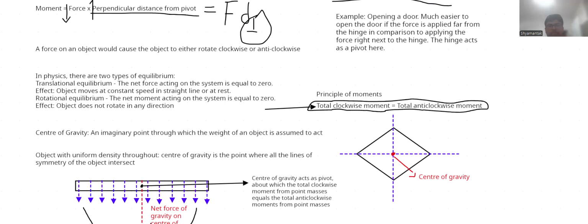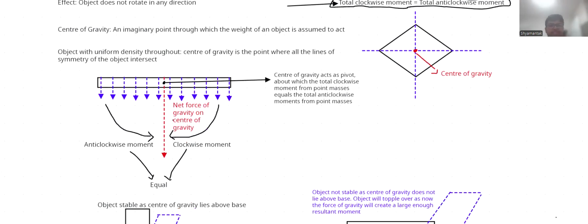Now let's look at center of gravity. It is an imaginary point through which the weight of an object is assumed to act. And for an object with uniform density throughout, the center of gravity is the point where all the lines of symmetry of the object intersect. So for this object with a shape like a rhombus, it has two lines of symmetry which intersect at this point, and therefore, if it has uniform density throughout, that is the center of gravity.